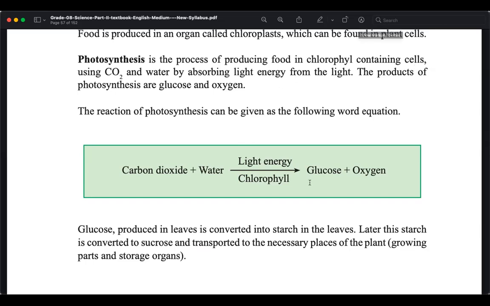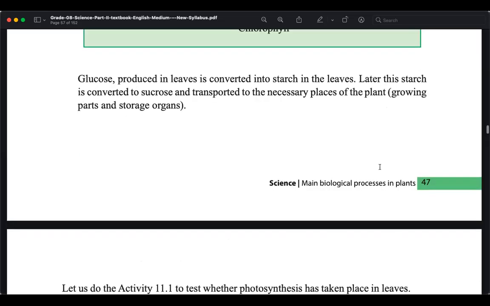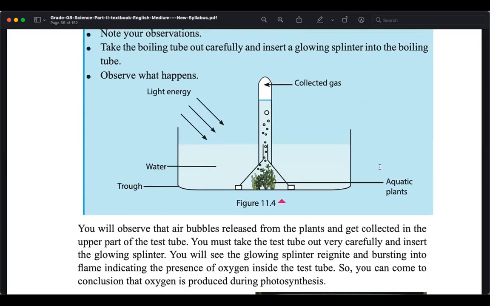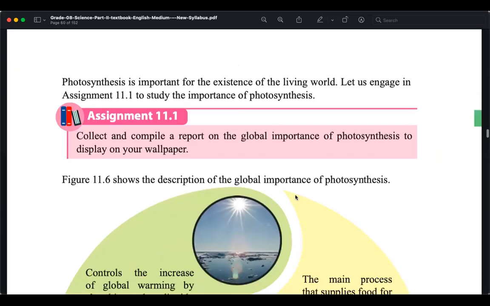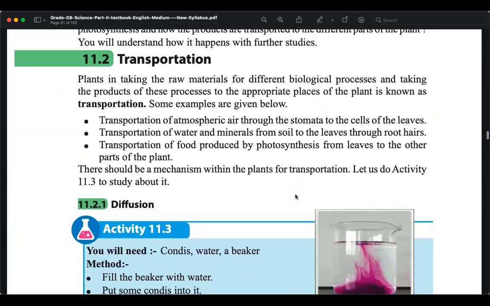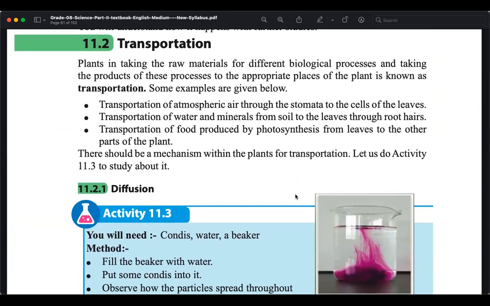We saw how to identify this glucose by testing for starch, and also how to identify oxygen. So both experiments we discussed last day. This is used in aquatic plants to identify oxygen, and it can be tested using a flame, because oxygen is a gas which supports fire. Therefore, you can see a bright flame when oxygen is present. Then we learned the uses of photosynthesis.